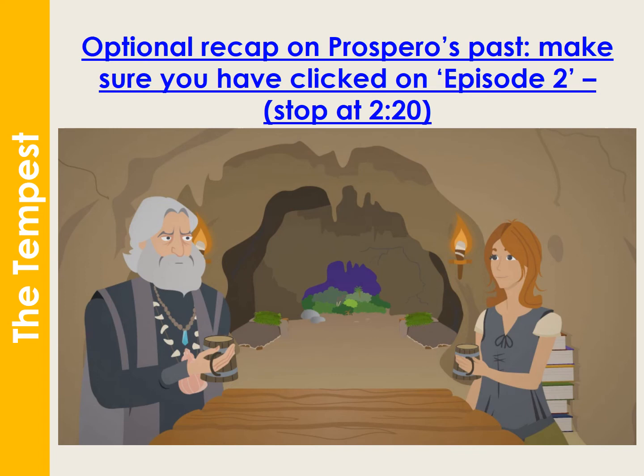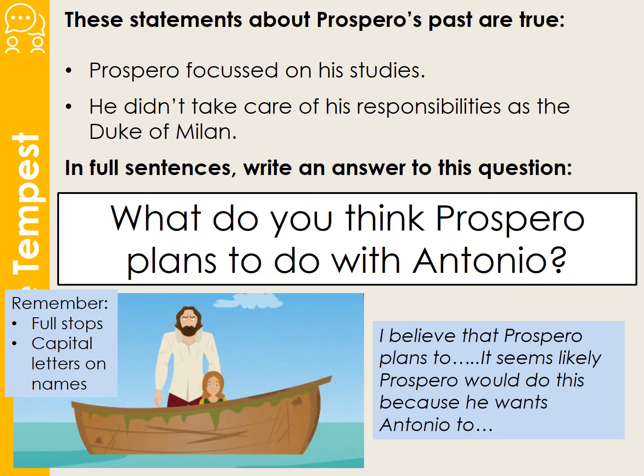So this is our final task of this lesson, so well done for making it this far through. These statements about Prospero's past are true. Prospero focused on his studies. He didn't take care of his responsibilities as the Duke of Milan. Okay, so we know that those two things are true about Prospero.